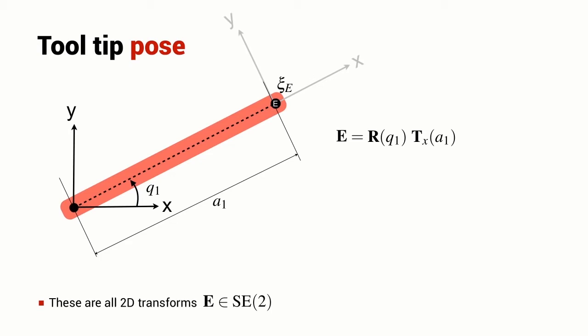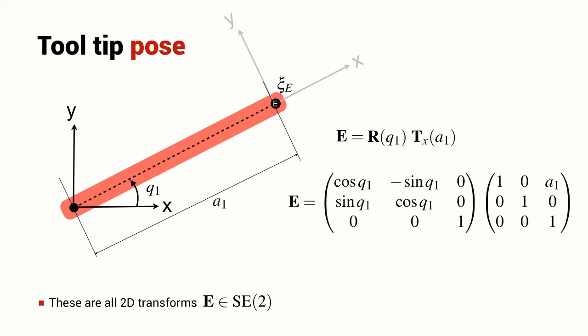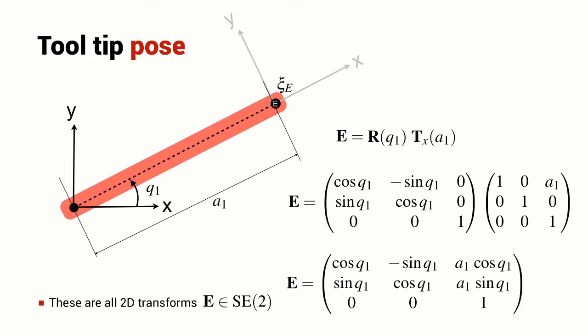All of these transforms are in 2 dimensions, so we say that they belong to the set SE2. That's the set of all translations and rotations in 2 dimensions. Using what we learnt in an earlier lecture, I can expand this out, and then I can multiply the 2 matrices together, and I come up with a single homogeneous transformation matrix which describes the pose of the end effector.